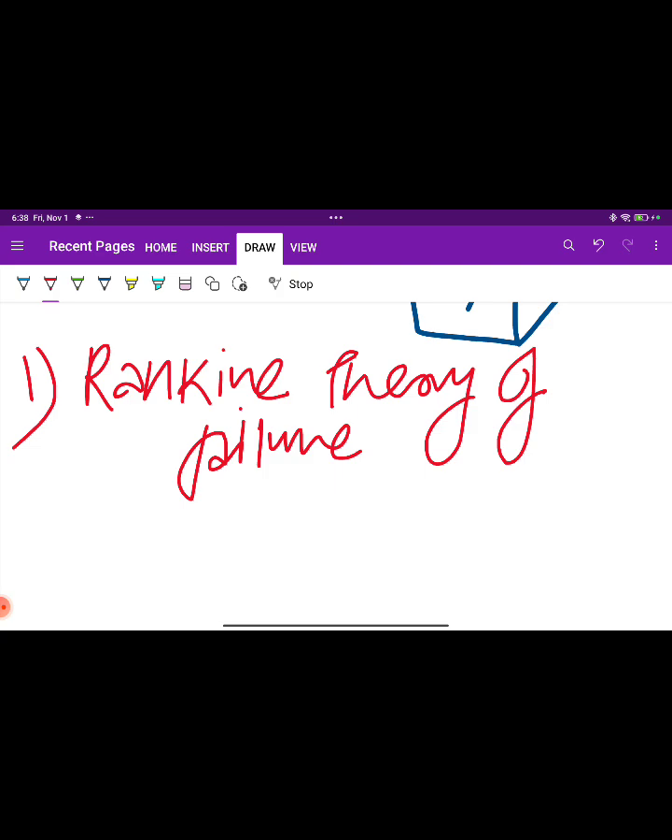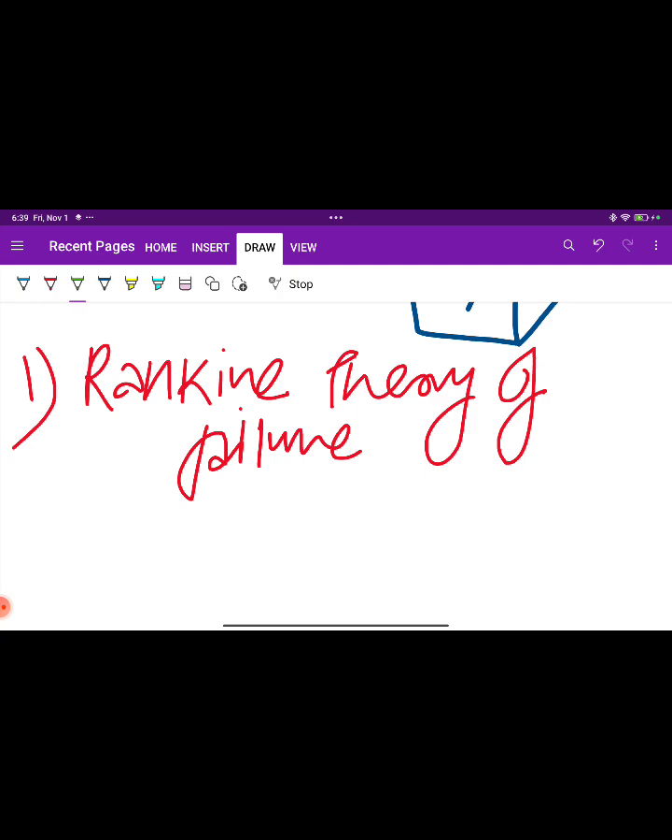Theory of failure actually compares the actual complex stress condition of a critical point with the tensile test by some criteria of the failure. So this is the first criteria, or we can say theory, or we can say this Rankine theory of failure as maximum principal stress or max normal stress theory of failure.